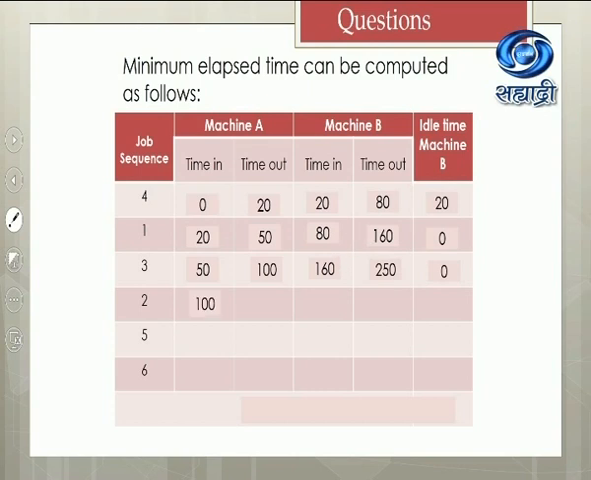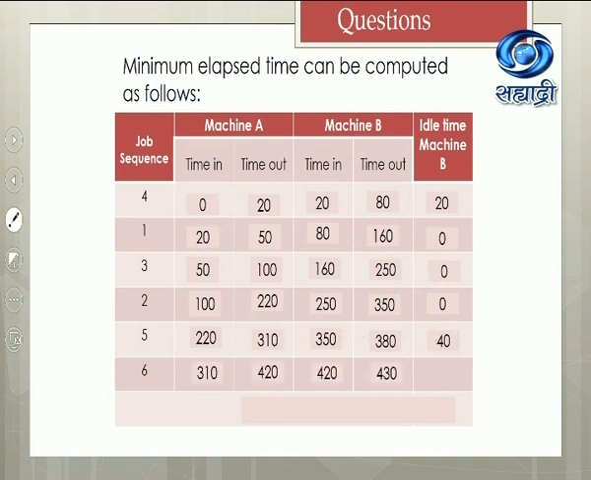Similarly, you will write for job 2 also, 100, 220, 250, 350 and 0 is the idle time. Then 220, 310, 350, 380 and 40. Here as you can see, from 310 it has got 340. So that's why we have got 40 hours as idle. From 420 minus 380 you get 40 hours. So idle time for machine B is 60 hours.